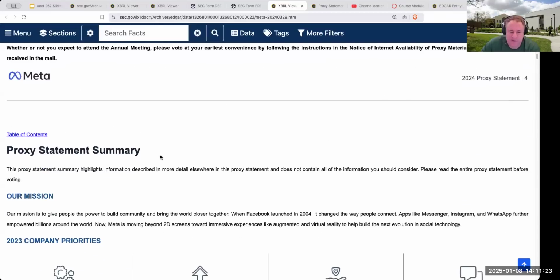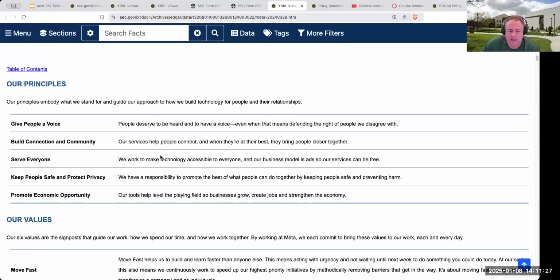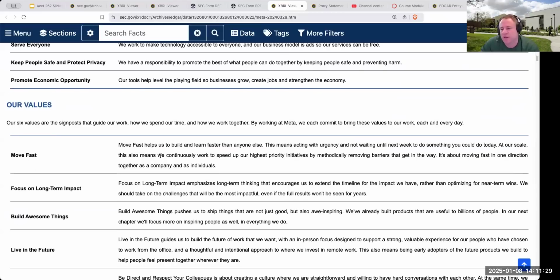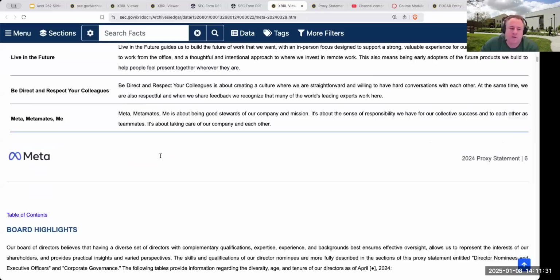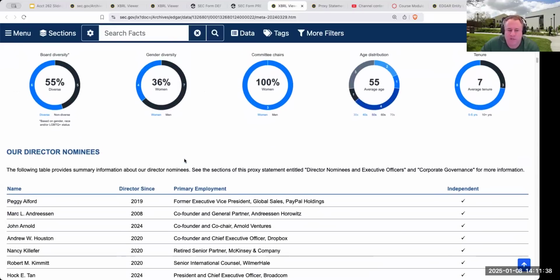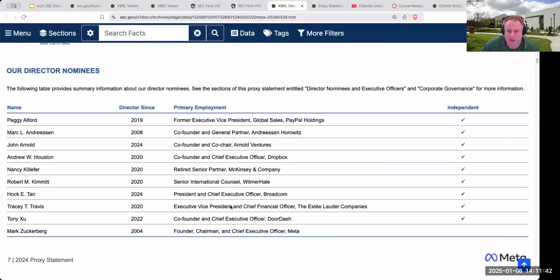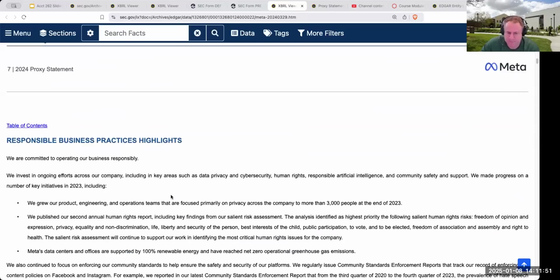Transact other business. So, proxy statement summary, company priorities, business highlights, our principles. And again, this is a great way to kind of say this is really a corporate overview: what's the diversity of the board of directors? What's the average age of the board of directors? Who are the nominees? Are they independent? And if we look at this over here, 1, 2, 3, 4, 5, 6, 7, 8, 9, 9 of the 10 are in fact independent.